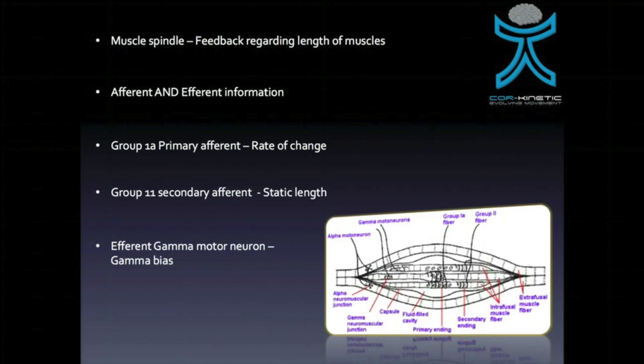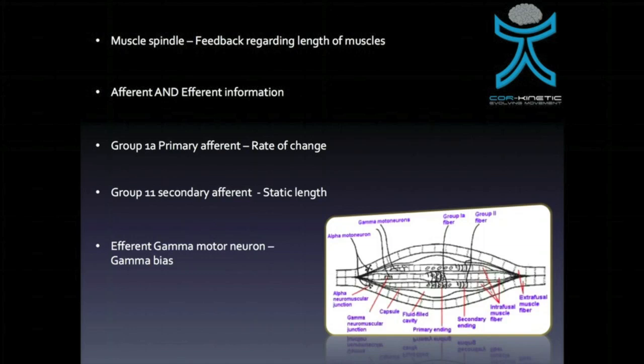So we have what's called our 1A primary afferent system, and we have our group 2 secondary afferent, and they're very important because one senses the actual static length, and one senses the rate of change of that length. They both feed into our stretch reflex, which is very important because it helps us create millisecond control, beyond our conscious control, of the movement that's going on. So we have rate of change and we have static length.